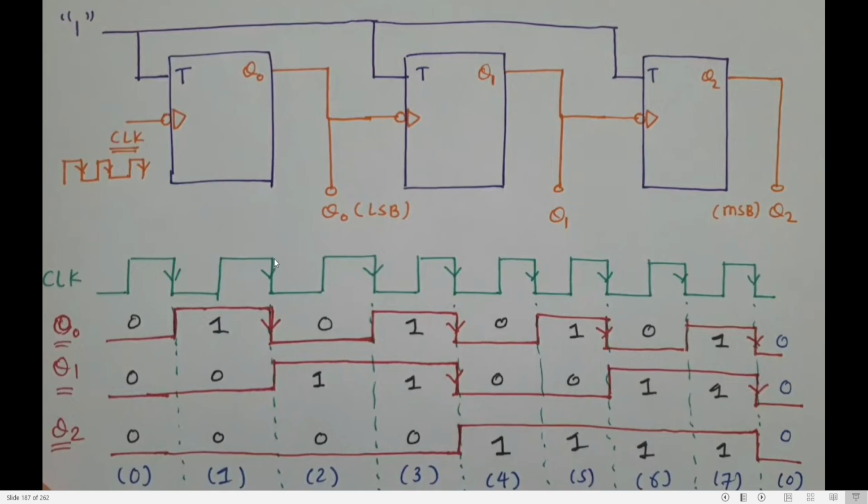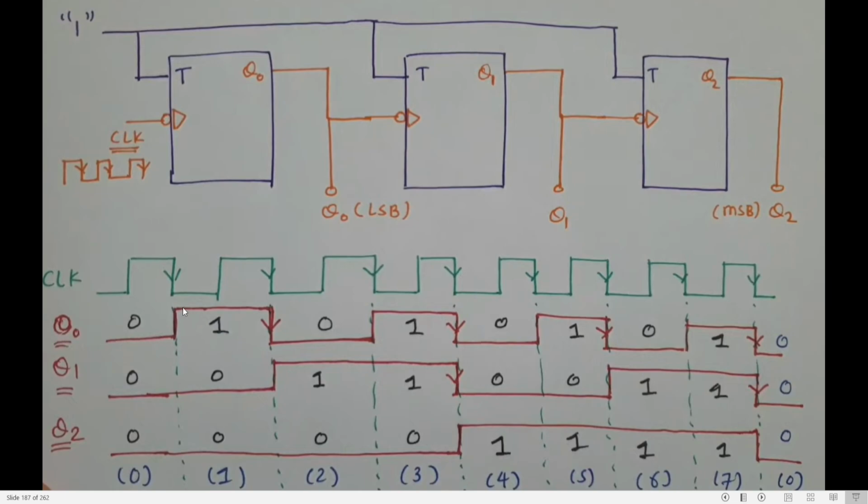So see, when I get the next negative edge, what is there previously? 1. Now it is toggled to 0. Till which time will I be in 0? Till I get a negative edge. This has to be done. Now do for Q1. How will I get my Q1? Can you see, the output Q0 of the first flip-flop will go as the clock of the second flip-flop. So for Q1, the clock is Q0. Is it clear? Q0 will be the clock of Q1.